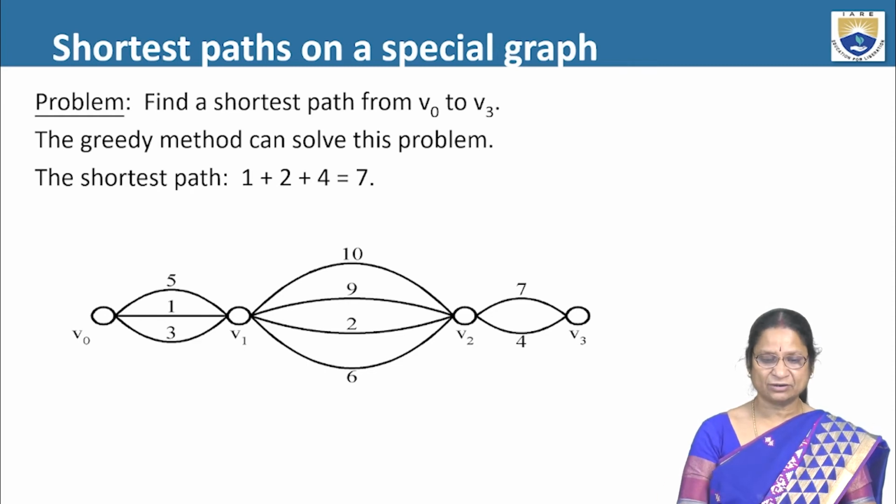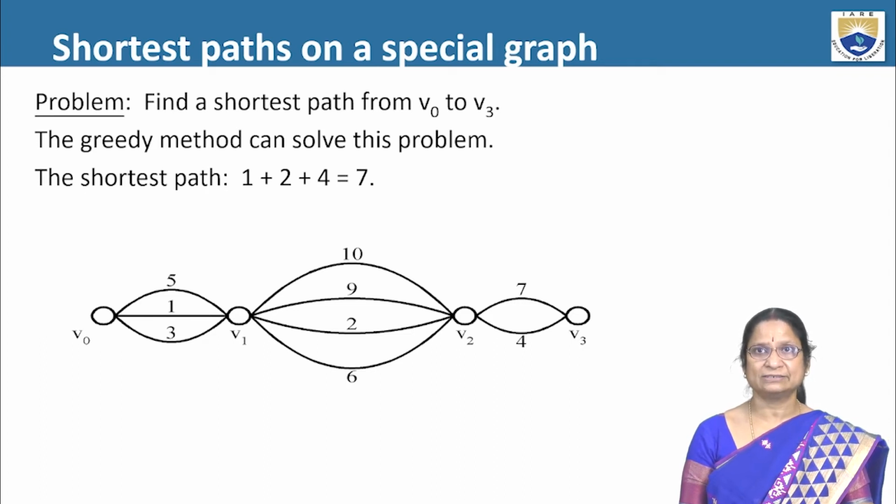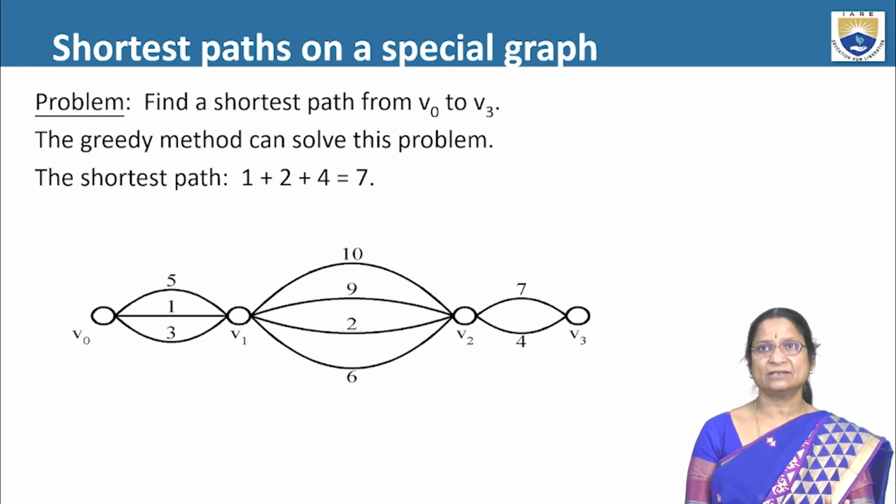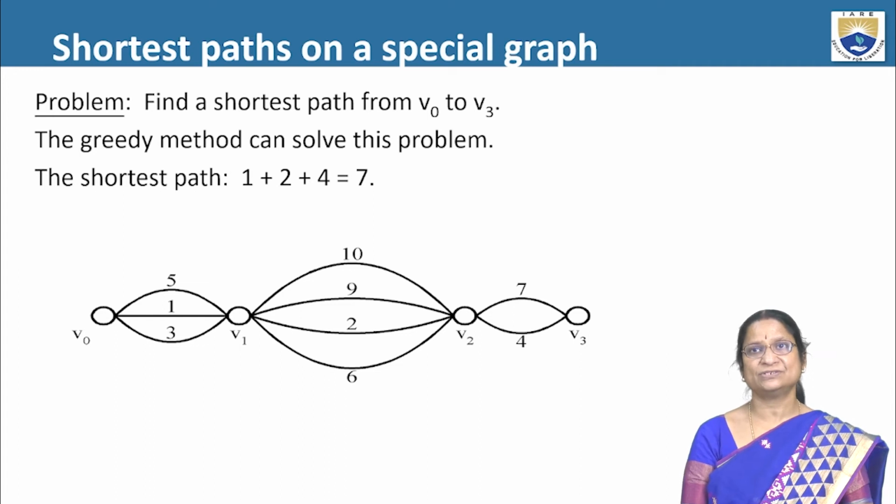So in a specific graph, find the shortest path from V0 to V3. Please observe that when we are going to consider from V0 to V3, from V0 to V1, various edges are there. V1 to V2, various edges are there. V2 to V3, various edges are there.